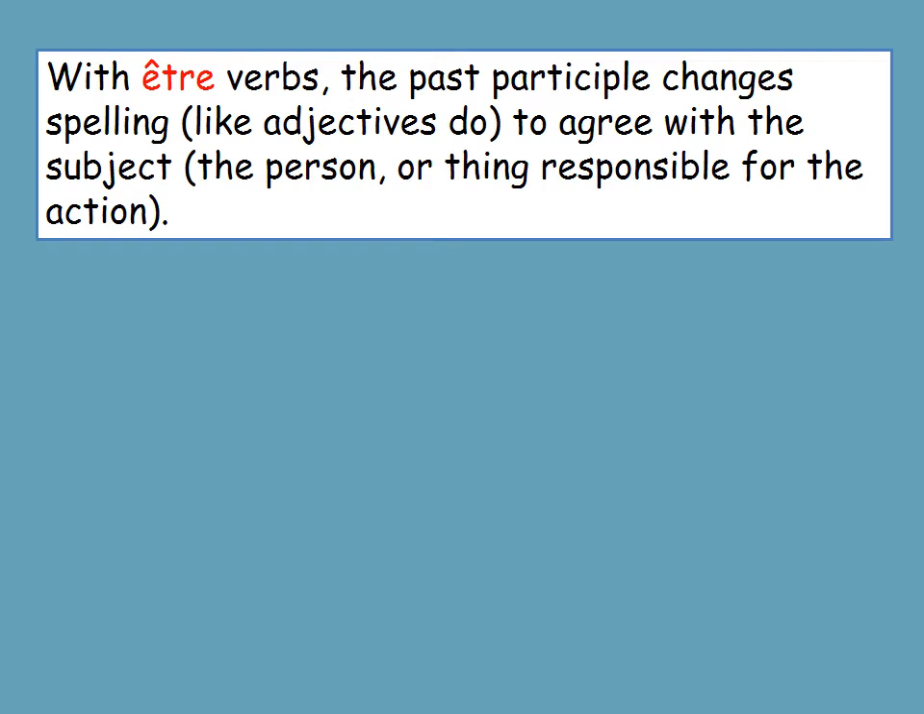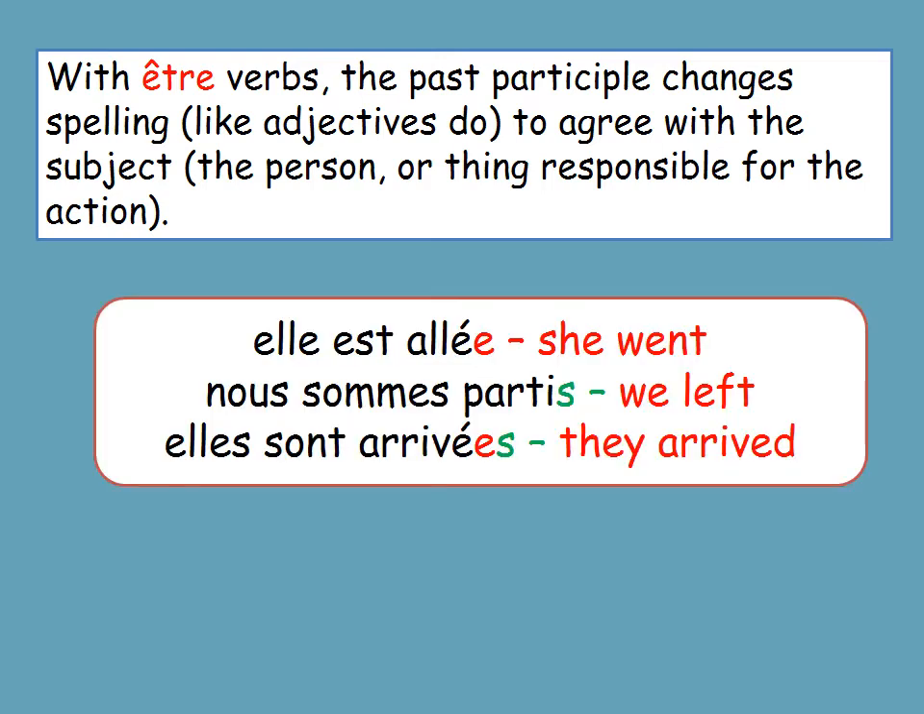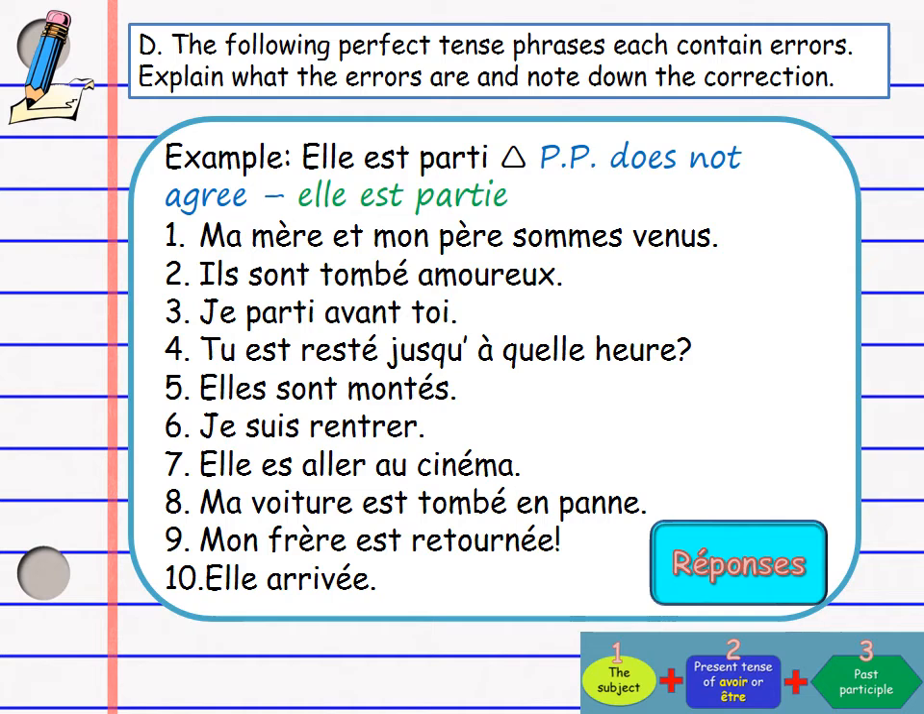With être verbs, the past participle changes spelling, like adjectives do, to agree with the subject, the person or thing responsible for the action. Elle est allée, you have to add an extra E. Nous sommes partis, you're adding an S because it's plural, we left. Elles sont arrivées, you're adding an extra E and an S. Only with être verbs.